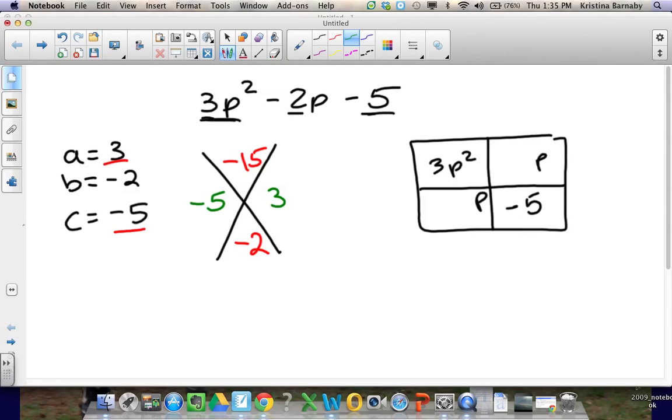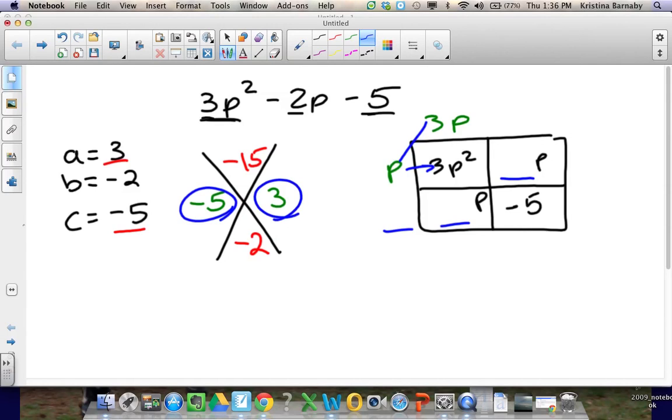Come over to the box. There are only two factors for 3, 1 and 3. For no particular reason, I always put the larger factor on top, 3p, and then p on the other side. What we're doing here is we're basically setting up a multiplication grid. So 3p times p will get you the value here. And 3p times whatever we put down here will get you what's in this box. So now the values that go inside these boxes are -5 and 3.